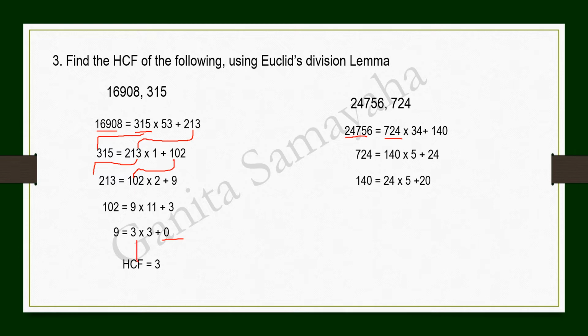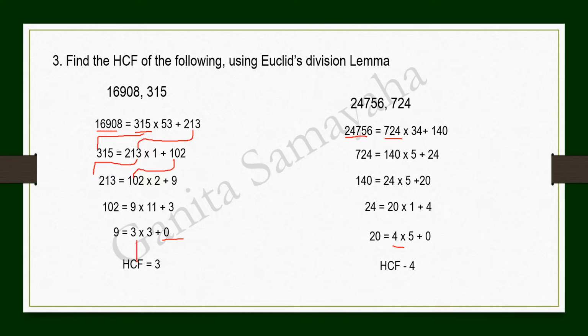And again 24 is the dividend and divisor is 20. So we have 24 equals 20 into 1 plus 4. And finally 20 becomes our dividend and 4 is the divisor. So we have 20 equals 4 into 5 plus 0. Hence the last divisor is the HCF. So what is our HCF now, children? 4. Okay. I'm sure all of you have got this right.